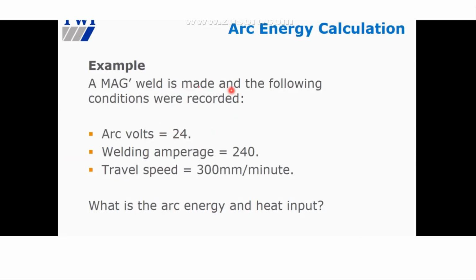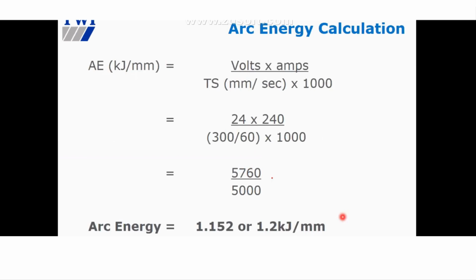In the MAG welding, the following conditions were recorded. Arc voltage 24, current 240, traverse speed 300 per minute. Remember, we have minute here. So when we have minute here, we need to change to 60 seconds. Yeah? So the question asks, what is the arc energy and the heat input? Right? So the arc energy, remember, in European, no K.